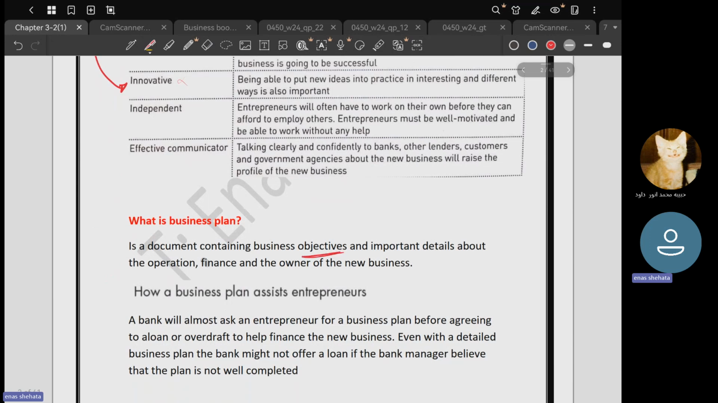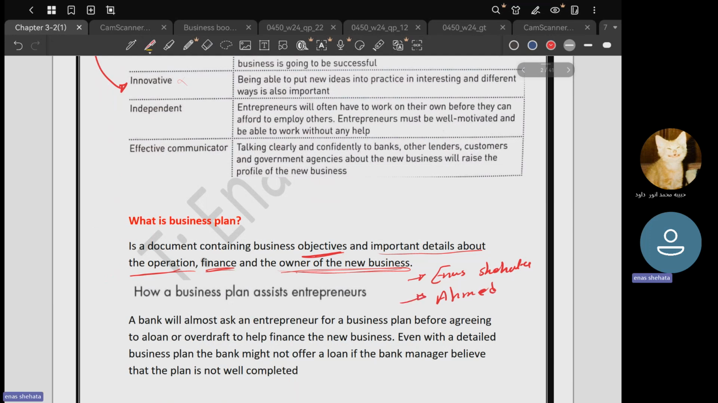Like number one, objectives. You put your objective in this plan. My objective is, for example, to gain profit of $1 million. Important details about the operation: how you operate your business, what machines you are using in your business, which method of production you are using. Finance: from where you got your money. Is it from your own savings or did you borrow money? And the owners of the new business. Who is the owner of this business? The owner is, for example, Ines Shahata. This is the owner of the business. Or I have some other partners, so it could be Ines and Ahmed, and all the details about Ines and all the details about Ahmed.